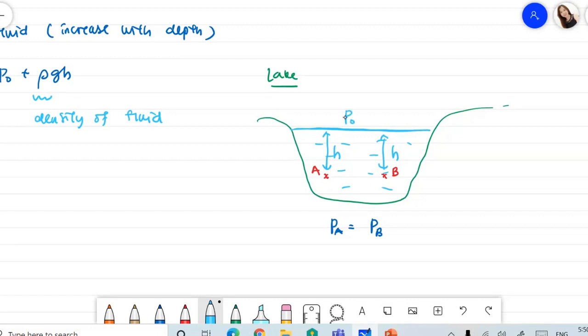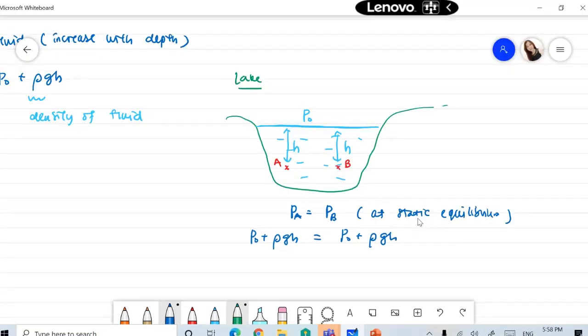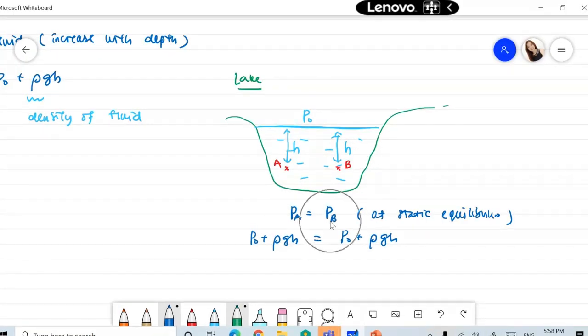At this point, we have the atmospheric pressure of P naught. So the total pressure inside the fluid is P naught plus rho g h. Pressure at point A is P naught plus rho g h, and the same for point B. At static equilibrium, pressure at point A is equal to pressure at point B if they have the same depth. The condition is that it is only valid at static equilibrium. All the points at the same depth are at the same pressure.